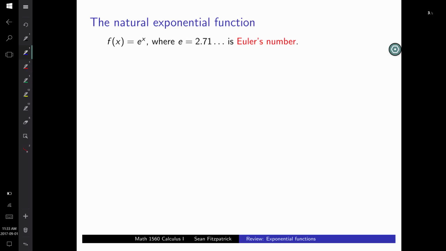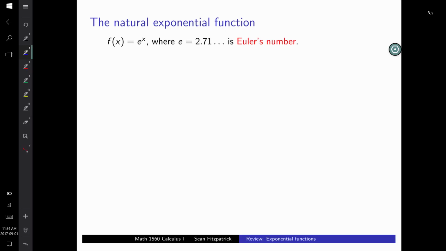Now, the most common exponential function that we look at is the natural exponential function. We're going to see as we move forward in the course that the reason we like this in calculus is that it has particularly easy derivatives and also integrals. Other exponential functions are much more complicated when it comes to integration.